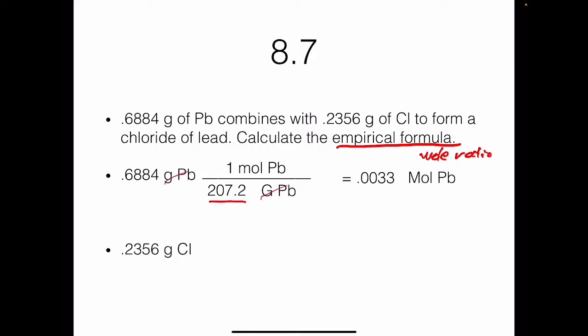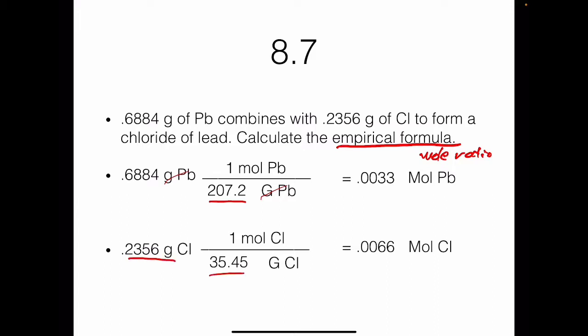Now, if we're finding a mole ratio, we need to know how many moles of the other element we have available. So 0.2356 grams of chlorine, again using the molar mass from the periodic table, and that is 35.45 grams of chlorine per 1 mole of chlorine. And then this gives us a total of 0.0066. If you're getting these answers wrong for the number of moles of each element, make sure you're putting it into your calculator correctly. It's always the number we start with divided by the number on the bottom. And since the 1 is on the top, we can ignore the 1.